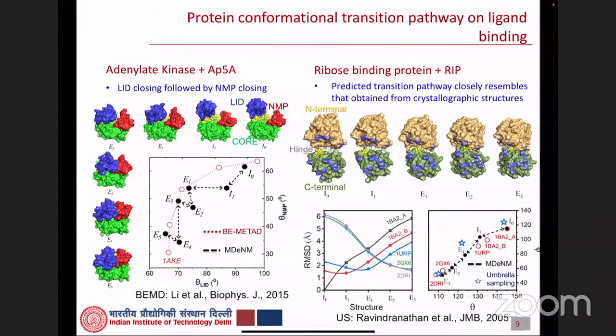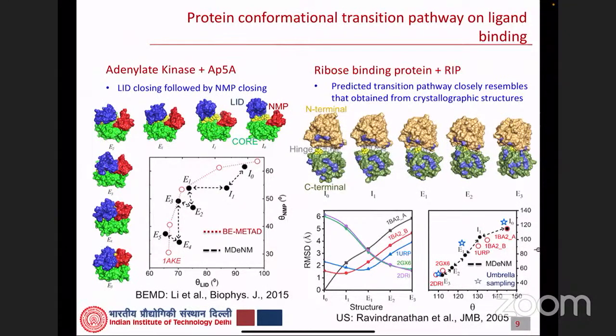This bias exchange simulation was done in a set of 2 coordinates. This we have taken from the Lee et al. paper, Biophysical Journal. So that is shown in red, and the prediction from our multi-step protocol is shown in black. So what we are seeing here is that overall it matches. Maybe the bias exchange simulation missed an important coordinate, therefore the transition is not so smooth.